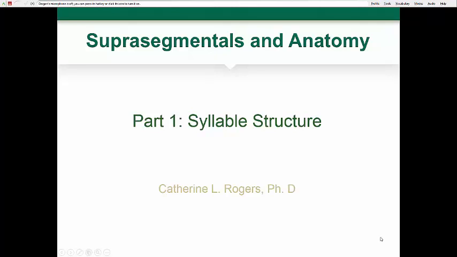Part 1, Syllable Structure. In this section, we're going to learn how to transcribe syllable boundaries in phonetic transcription and to break down syllables into their component parts. The syllable can first be broken down into the onset and the rime. The rime can further be broken down into the nucleus and the coda. Based on the syllable structure, we will then identify syllables as open or closed. Finally, we can visualize the syllable structure in a tree diagram.